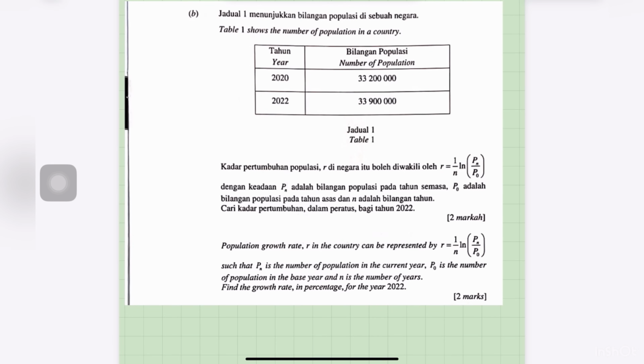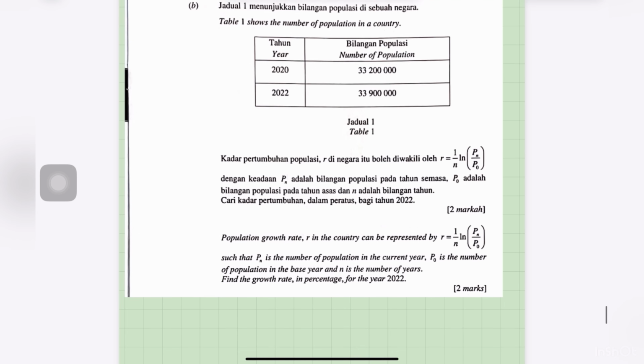B. Table 1 shows the number of population in a country year 2020 and year 2022. Population growth rate R in the country can be represented by R equals 1 over n ln Pn over P0, such that Pn is the number of population in the current year, P0 is the number of population in the base year, and n is the number of years. Okay, find the growth rate in percentage for the year 2022.